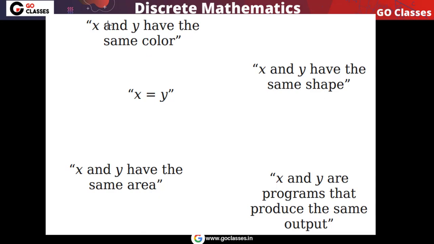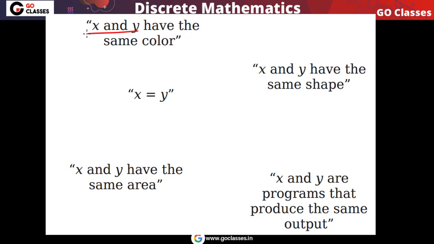It is symmetric also. If X, Y have same color, then Y, X also have same color. And also this is transitive. If X, Y have same color, Y, Z have same color, then X, Z also has same color. So I can say that this is reflexive, symmetric, transitive. So this relation is definitely equivalence relation. Okay, so this type of relation are basically equivalence relation.